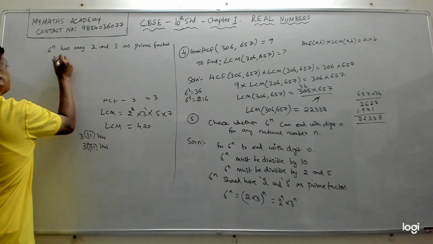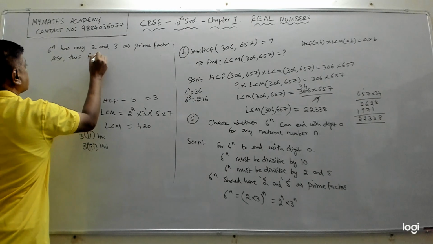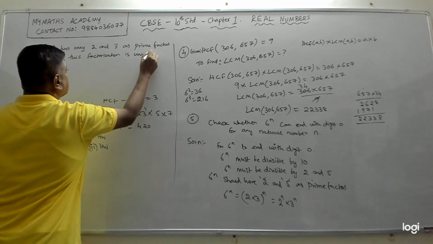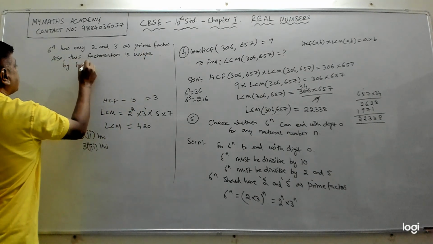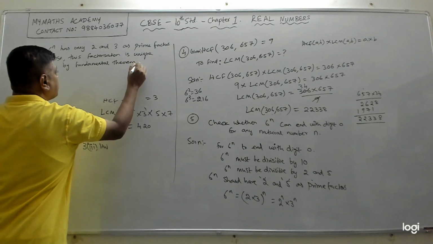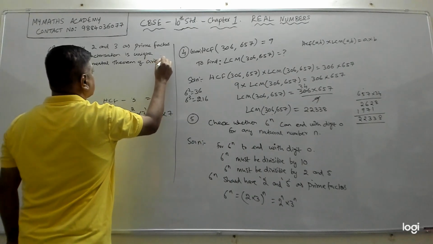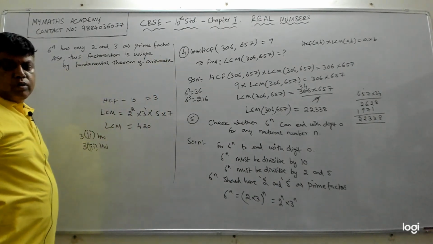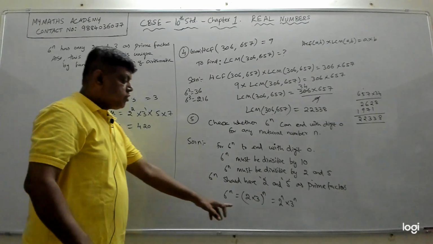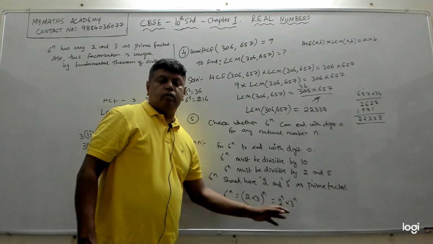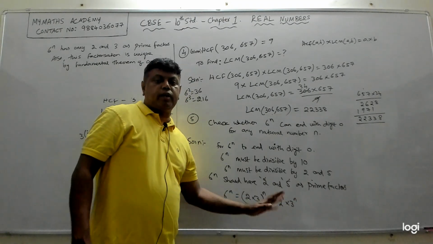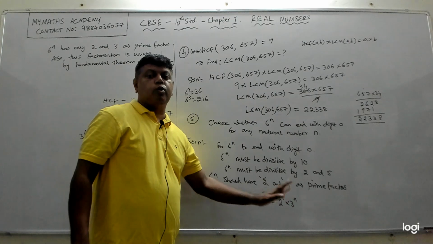Also, this factorization is unique by the fundamental theorem of arithmetic. The theorem that we saw on page number 8, theorem 1.2. As per that theorem, this is unique. You cannot write any other prime factors. It is only 2 power n into 3 power n, or you can write it as 3 power n into 2 power n. Only the order can change, but you cannot write any other number other than 2 and 3 as prime factors.